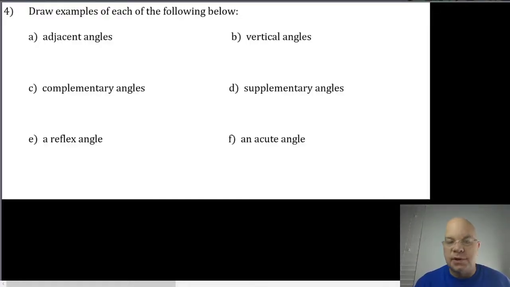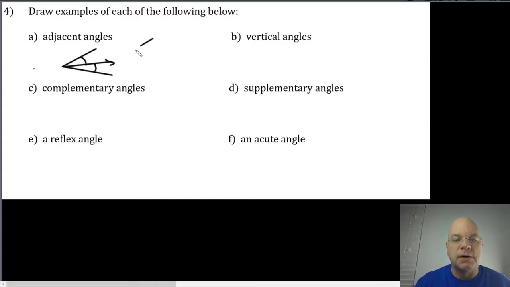Problem number 4 is asking for an example of different types of angle relationships. The first one, 4a, is asking for adjacent angles. Adjacent angles share a ray or a side. So if they're just out, not in a figure or a shape like this, these are adjacent angles. They share this ray.